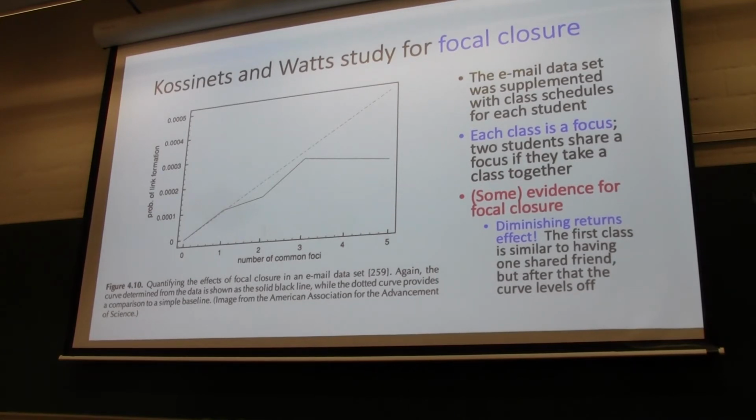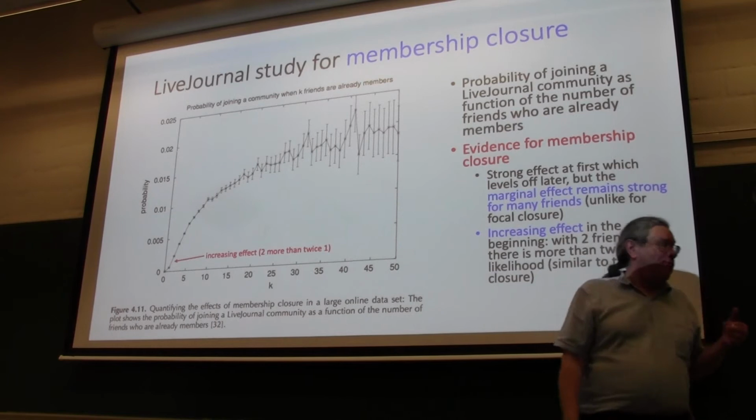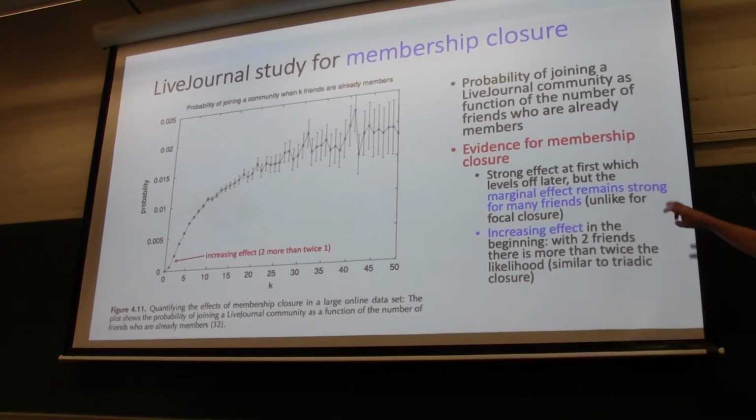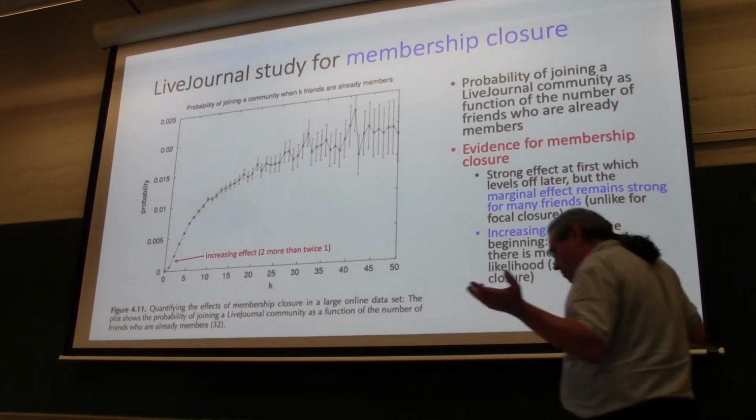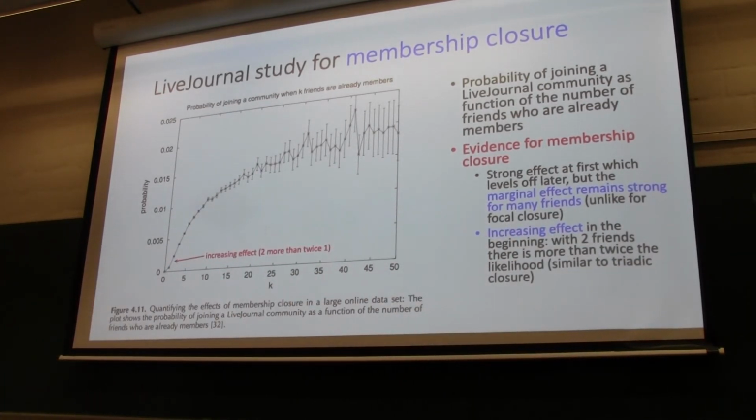So there's a third closure also. This one is called, remember, membership closure. It's whether you join the same activity. This is not for the university anymore. This is for LiveJournal, which is like Facebook before Facebook, and Facebook killed these guys. But you still have statistics on these guys.